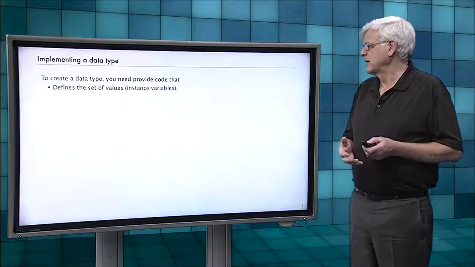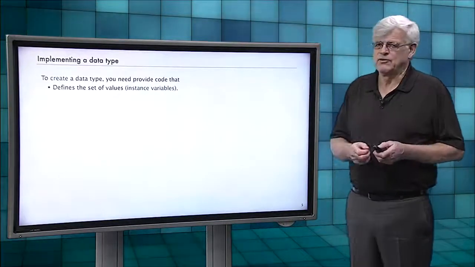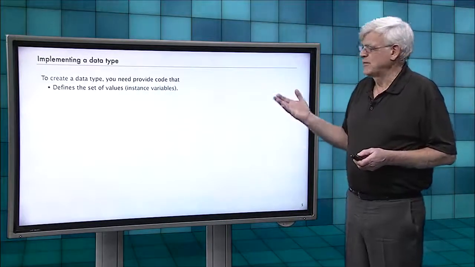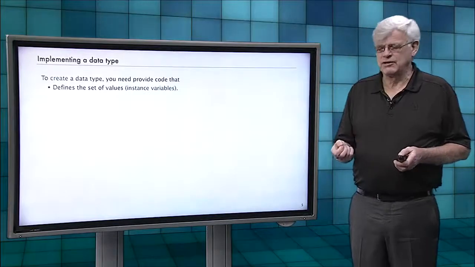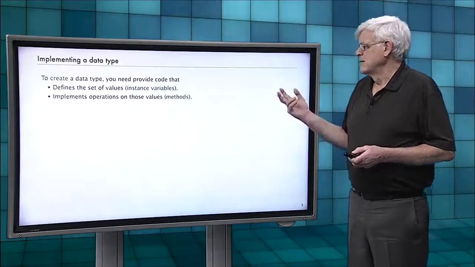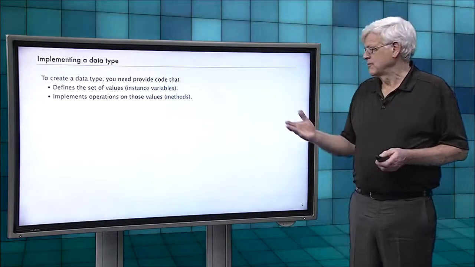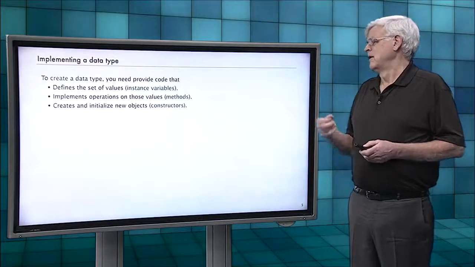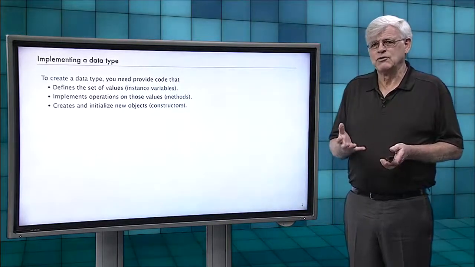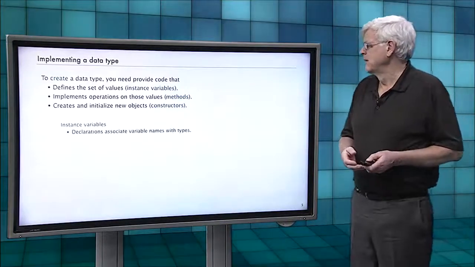To create one, we have to provide some code and do some very specific tasks with this code. One thing we have to do is define the set of values, and we do that with what are called instance variables. Then we have to implement operations on those values, and those are called methods. We also have to be able to create and initialize the values of new objects, and we do that with special methods called constructors.